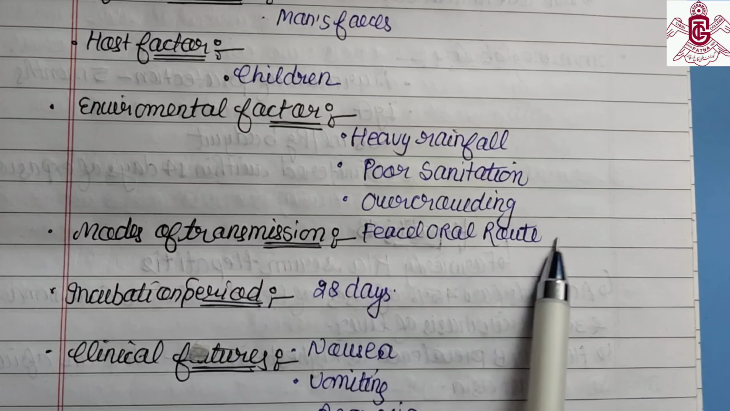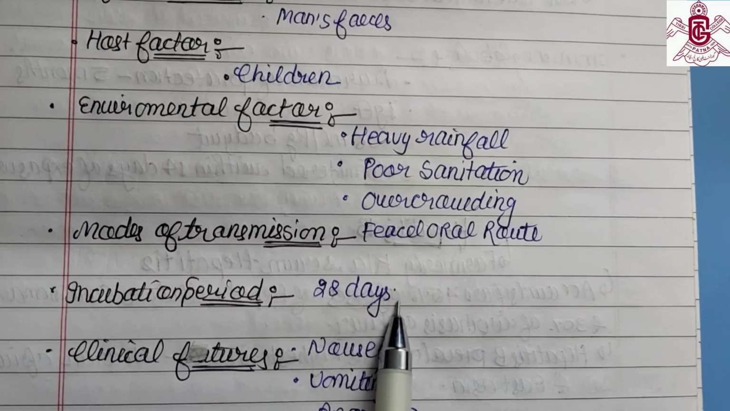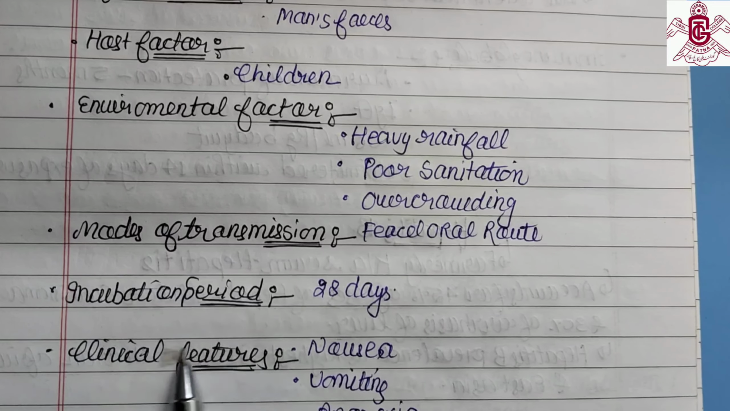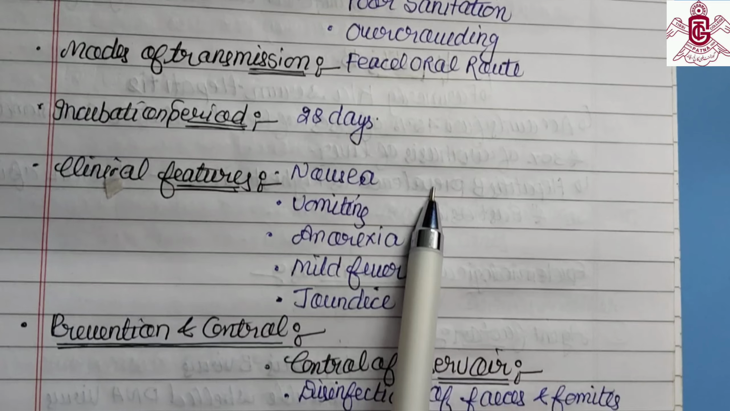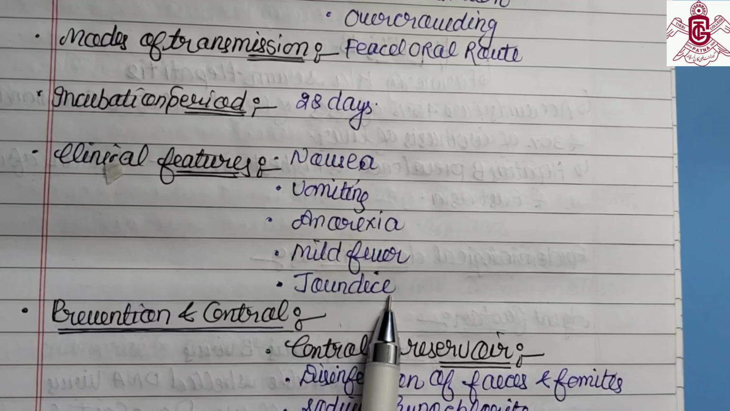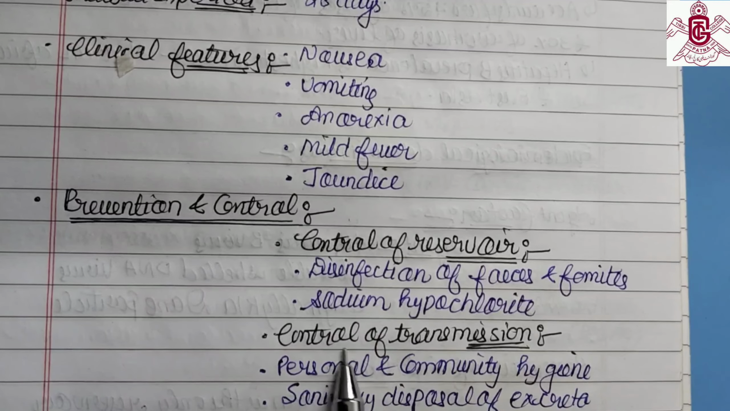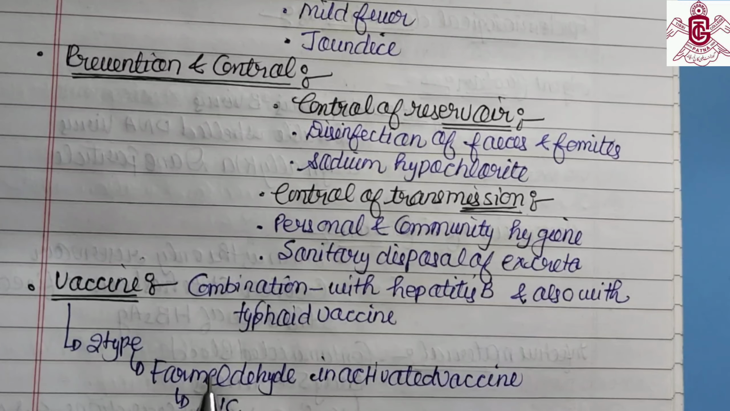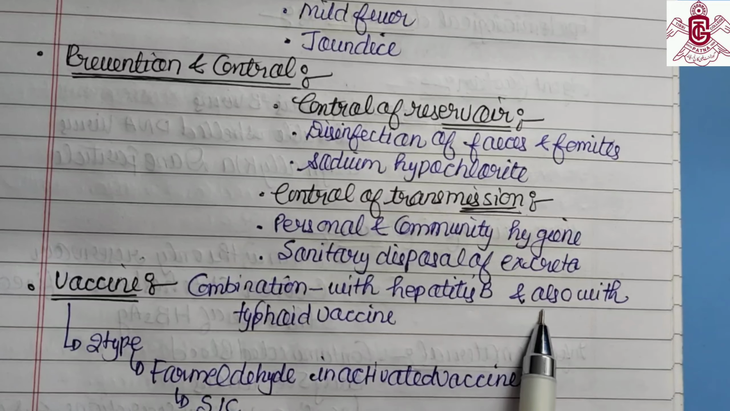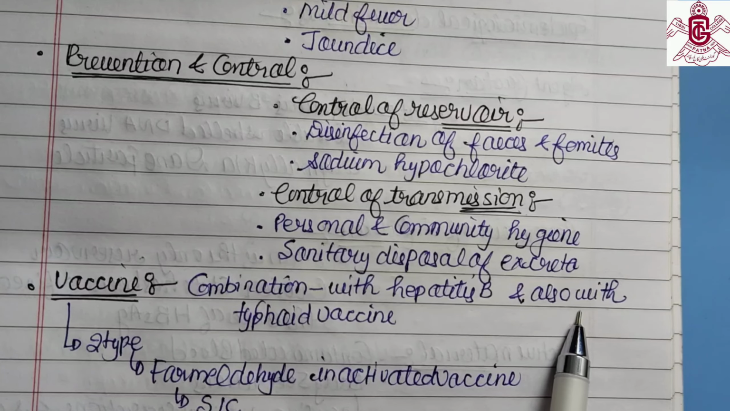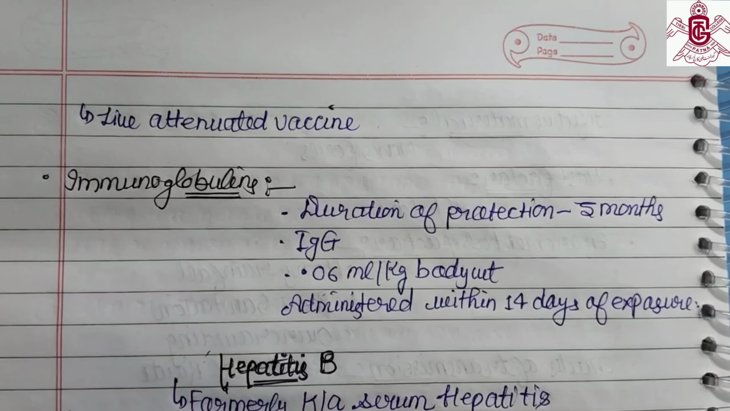The mode of transmission is the fecal-oral route. The incubation period is 28 days. Clinical features are nausea, vomiting, anorexia, mild fever, and jaundice. Prevention and control: control of the reservoir, control of transmission, and vaccine, combined with hepatitis B and also with typhoid vaccine, and provision of immunoglobulins.